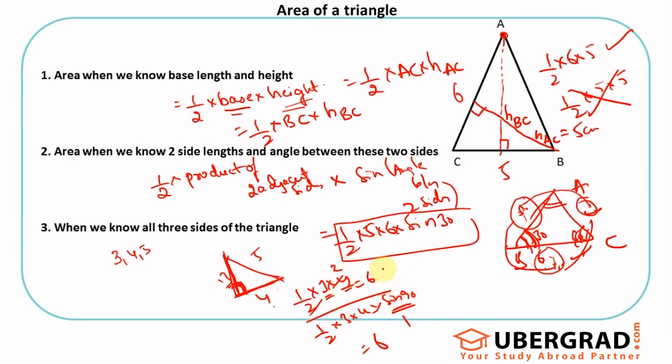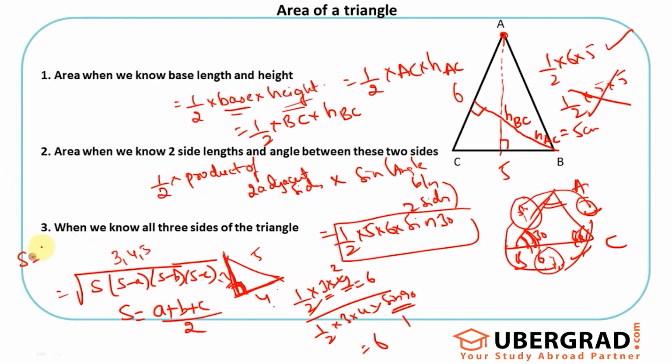Now let me show the same thing using this formula. That's called Heron's formula. The area of triangle is the square root of S into S minus A into S minus B into S minus C. If I know all the three sides A, B, C, I'll use this, where S is the semi-perimeter. That's basically the perimeter, the sum of sides, divided by 2. So applying this, what is the semi-perimeter for a triangle of 3, 4, 5? 3 plus 4 plus 5 by 2 is 12 by 2, which is 6.